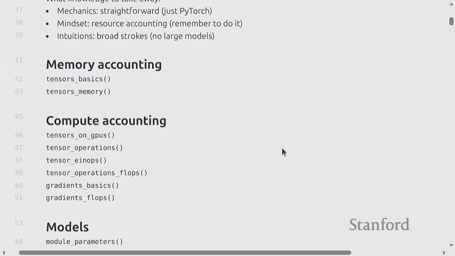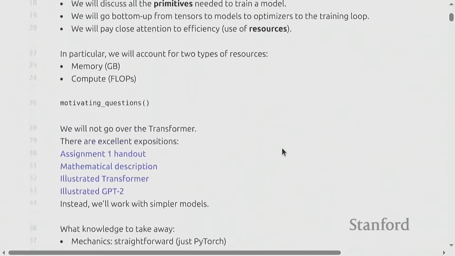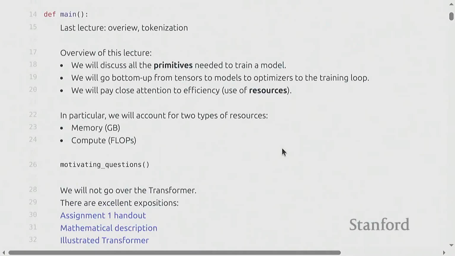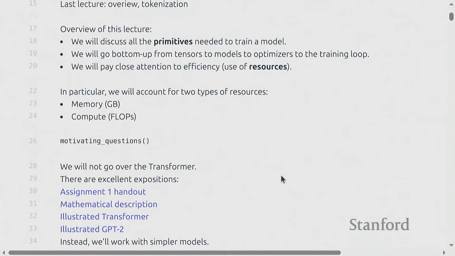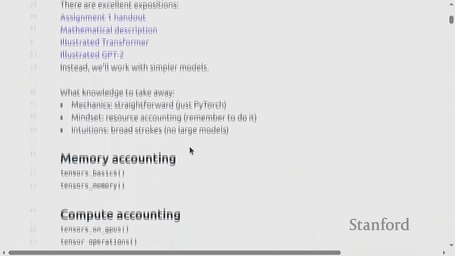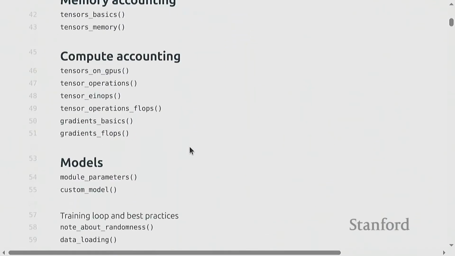Okay, so I will wrap up there. Just to conclude, we have talked about the different primitives to use to train a model, building up from tensors all the way to the training loop. We talked about memory accounting and flops accounting. For these simple models, hopefully once you go through assignment 1, all of these concepts will be really solid, because you'll be applying these ideas for the actual transformer.